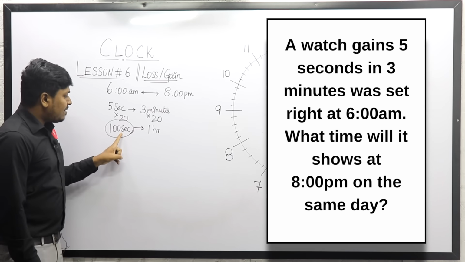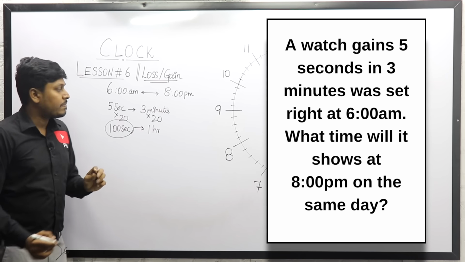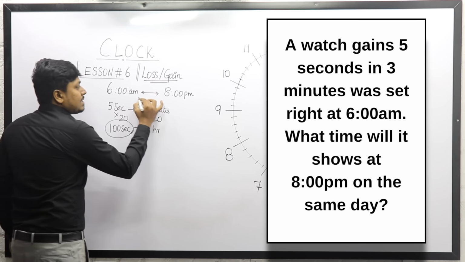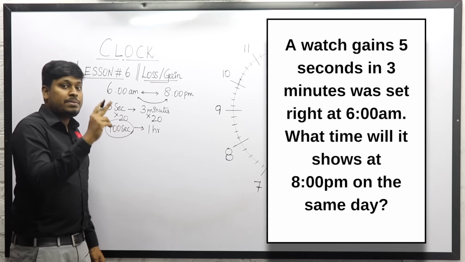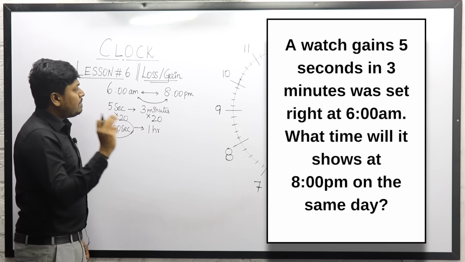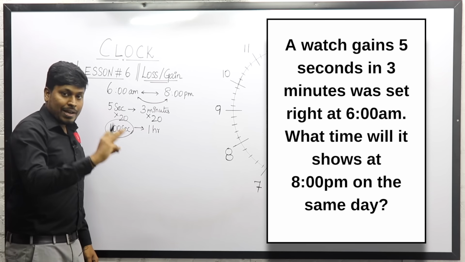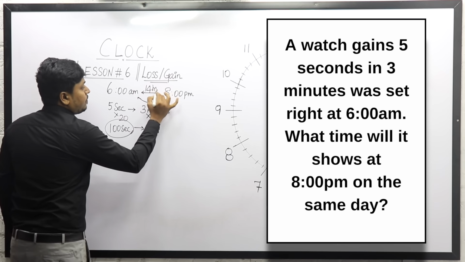I don't want to convert into minutes yet, I can keep the value as it is. Finally I can convert into minutes. Now just see the difference. 6 a.m. to 8 p.m. So first 6 a.m. to 6 p.m. will be 12 hours. Then 6 p.m. to 8 p.m. will be another 2 hours. So 12 hours plus 2 hours will be 14 hours difference. So here you can say 14 hours.